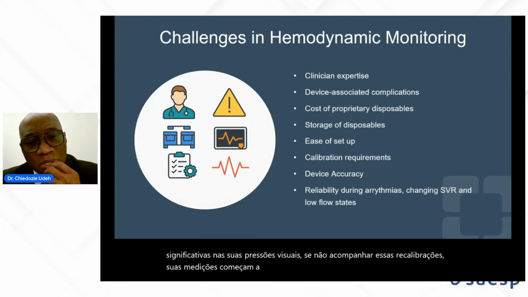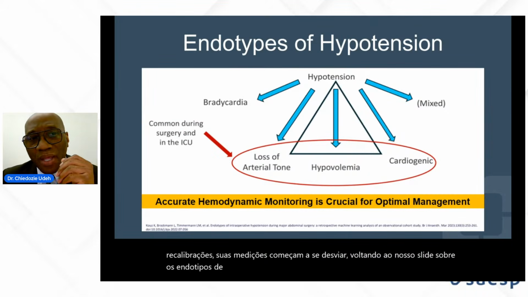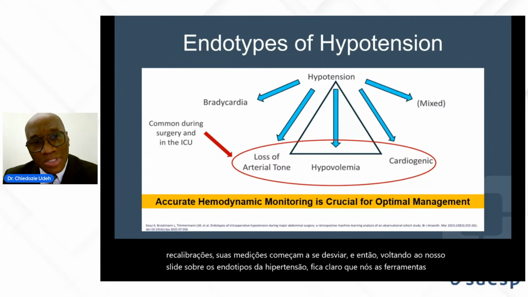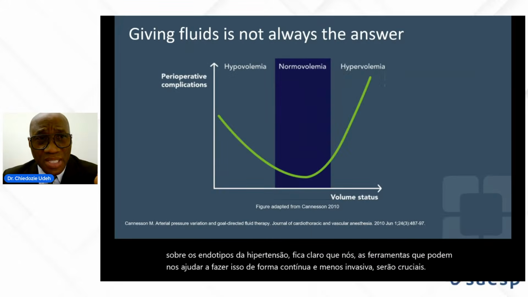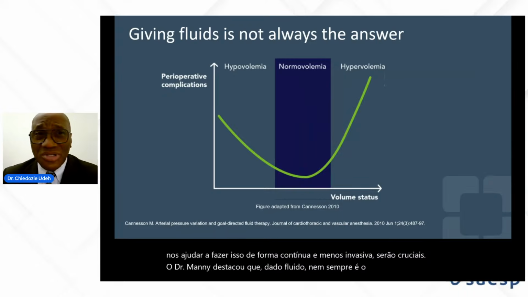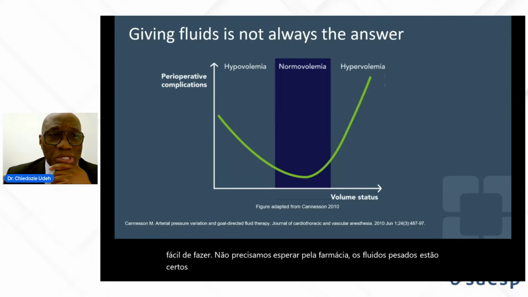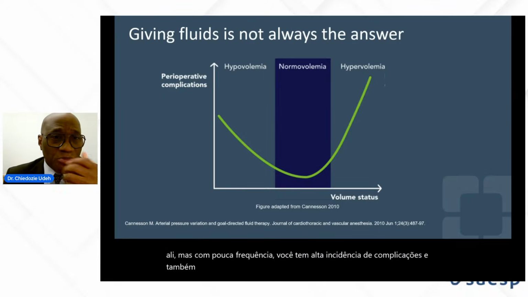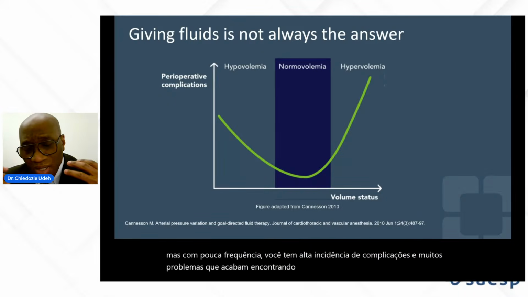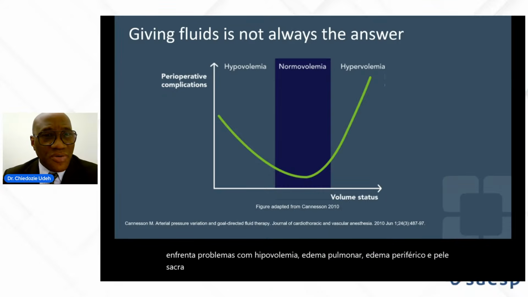And so, going back to our slide about the endotypes of hypotension, it becomes clear that the tools that can help us do this in a continuous, less invasive manner are going to be crucial. Dr. Manny made the point that giving fluids is not always the answer. It's the easy thing to do. You don't have to wait for pharmacy. The IV fluids are right there. But too little and you have a higher incidence of complications, and too much, you run into problems with hypervolemia, pulmonary edema, peripheral edema, and the cycle of skin breakdown becoming a portal of entry for bacteria, and then your patient who was doing well now gets septic.